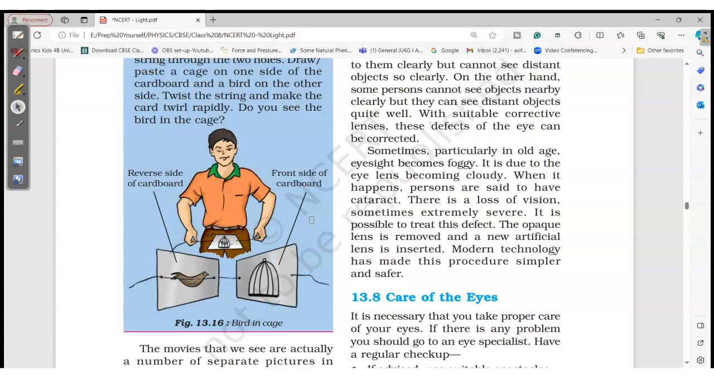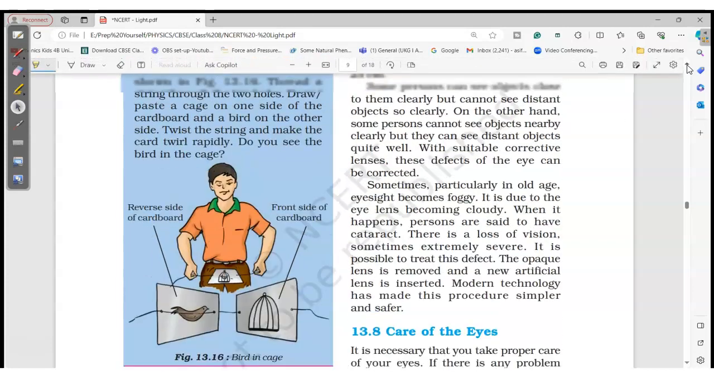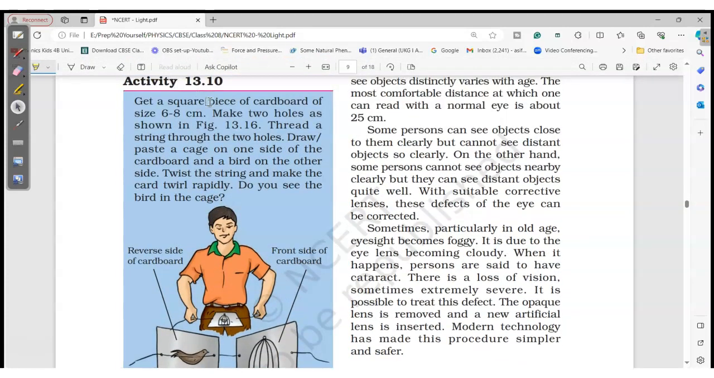So here there is an activity which explains a similar thing. You see, in this activity, what is the person doing? Get a square piece of cardboard of size 6 to 8 centimeters. Make two holes as shown in figure 13.6. As you can see, he has made two holes in it. Okay. Thread a string through the two holes. Paste a cage on one side of the cardboard and a bird on the other side, and then twist the string and make the card swirl rapidly.